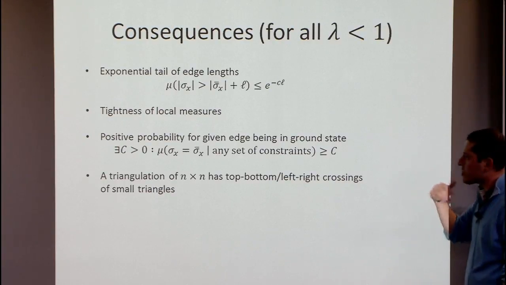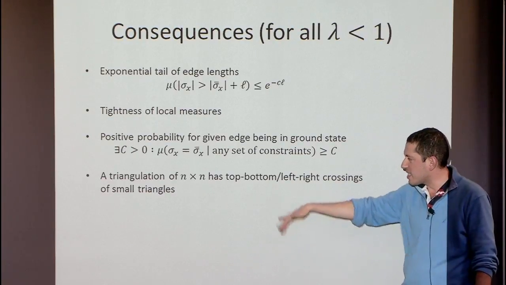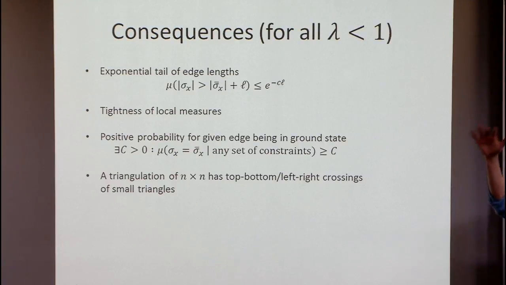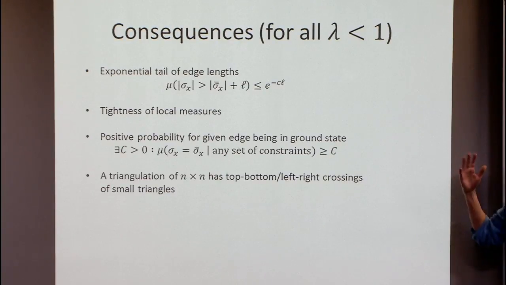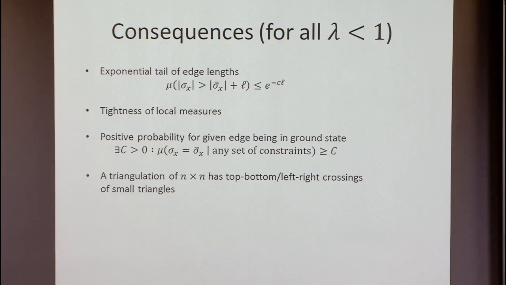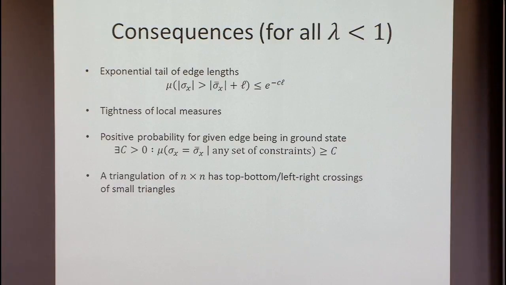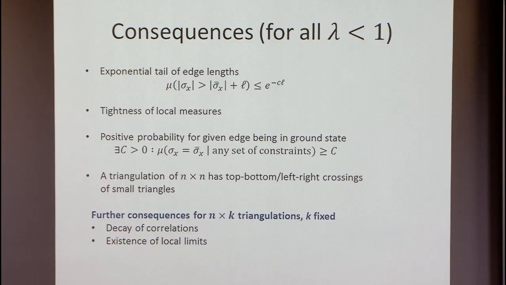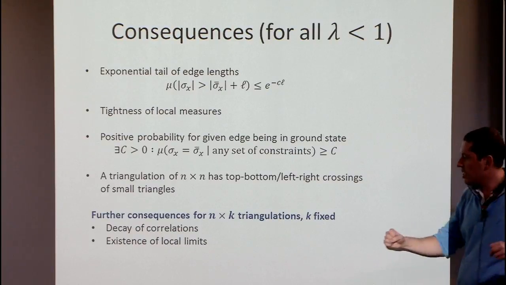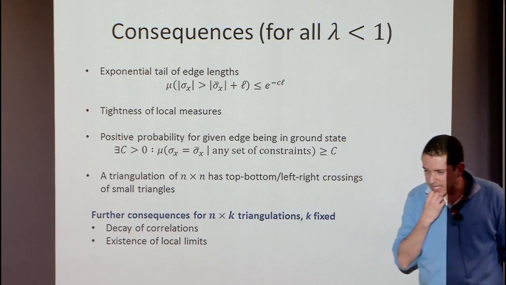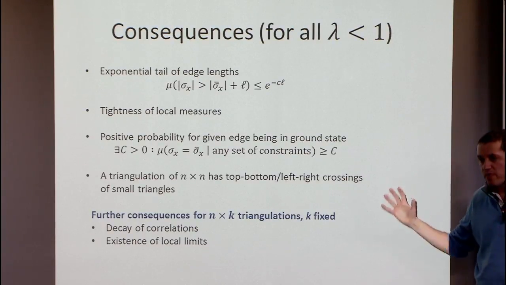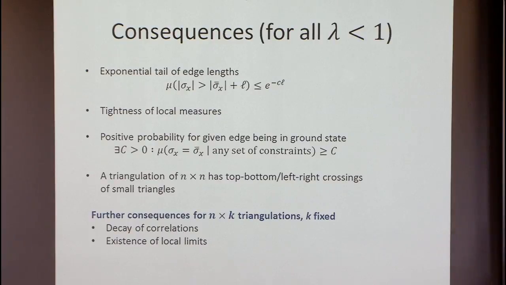And also there are some structural properties you can get from lattice triangulations. For example, you can get top to bottom crossings of your n by n box composed of paths of small triangles, triangles whose edges are all smaller than some given constant depending on lambda. But unfortunately, it's not yet enough to prove decay of correlations and mixing time results. In a more particular case, if you don't look at an n by n box but an n by k box, where k is fixed, and you just let n go to infinity, then you can prove much more. But this will be the topic of the next talk, so I'll just stop here. Thanks.